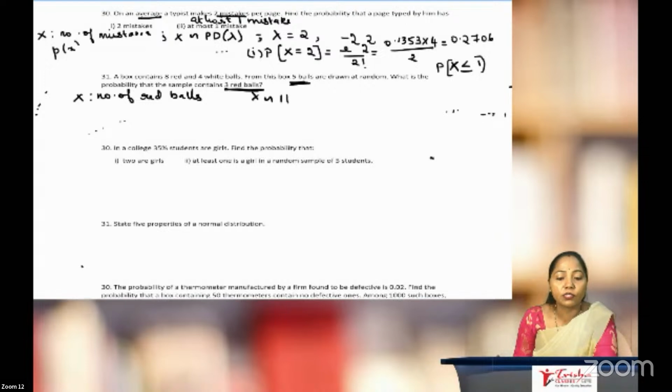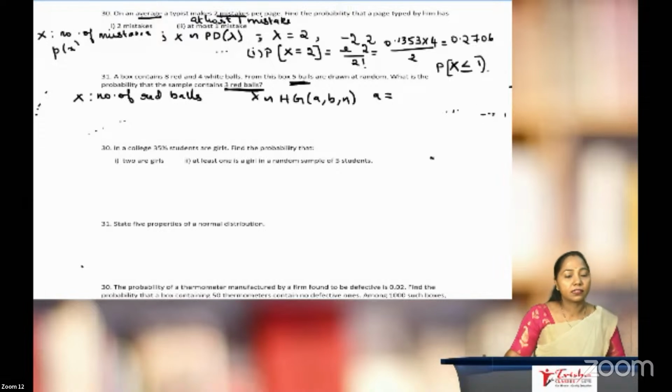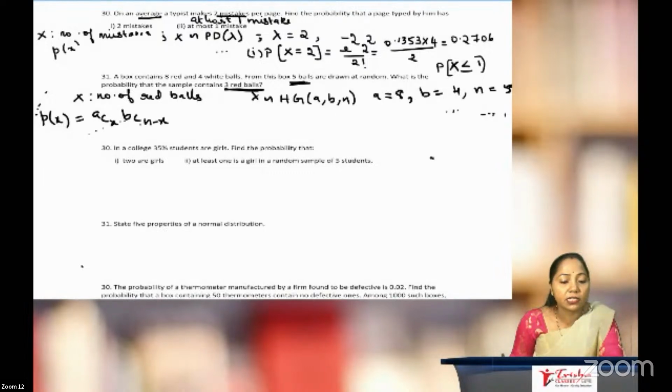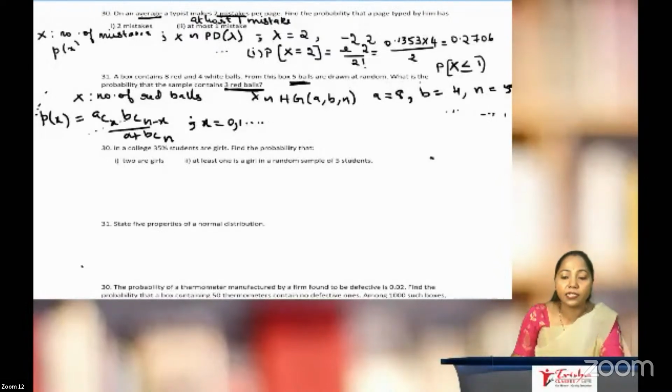So X follows hypergeometric distribution with three parameters A, B, and N. What is A? A will be the number of red marbles, in this case 8. B will be the number of white marbles, that is 4. N will be the number of balls selected, 5. The mass function is ACX times BC(N minus X) divided by (A plus B)CN. X ranges from 0, 1 to the minimum of A and N. A is 8, N is 5, the minimum is 5, so 0, 1 to 5.